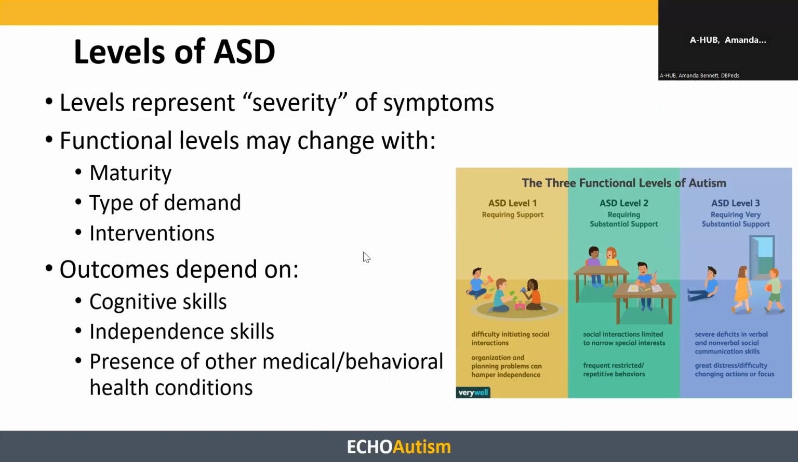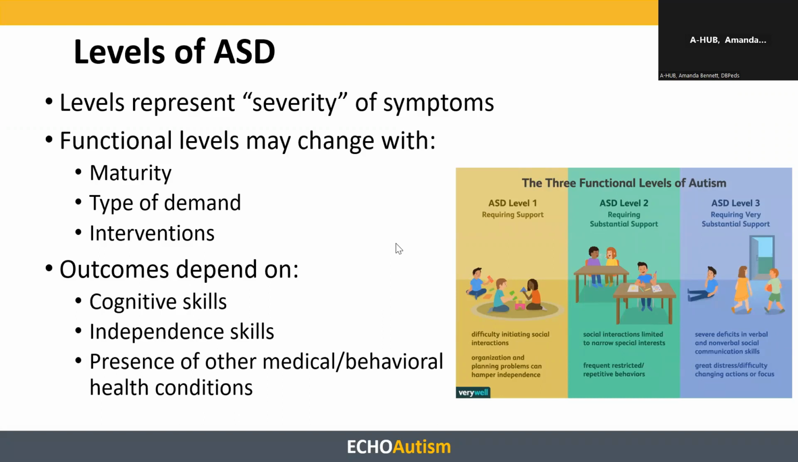The functional levels can change over time. So, how much support an individual needs tends to change just with their maturity and their ability to develop and gain skills. But it also can change based on the types of demands that they're in. So for example, Amir in that less structured classroom setting in the home daycare maybe didn't need very much support, but in a more structured setting where there might be more demands placed, he might need more. And how much intervention and how successful those interventions are will help to increase skills, which would potentially lead to less need for support in the future.